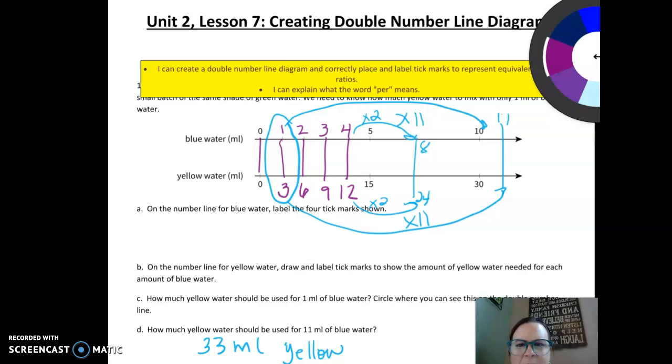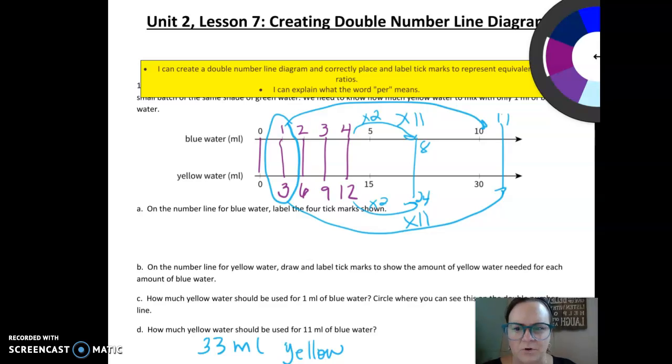So in the first problem, we have to look at the relationship between blue water and yellow water. We're making a shade of green water. And we know that our one batch has 1 part blue water to every 3 parts yellow water. So what I'd like you to do is just check your double number line to see if it matches mine, and then we'll answer the questions here.